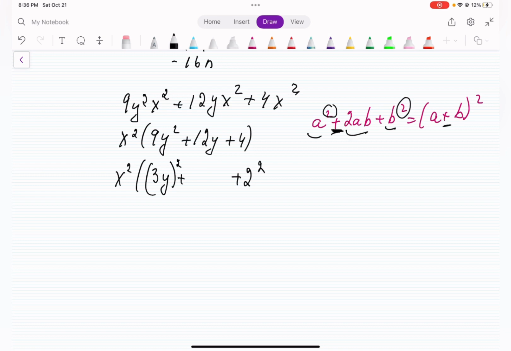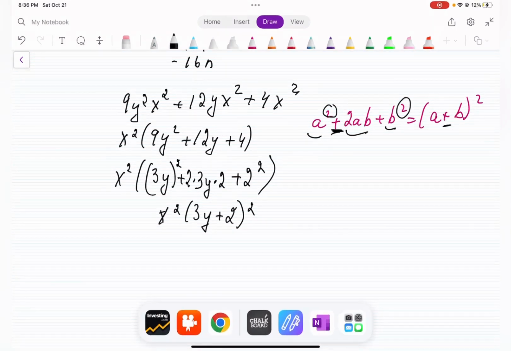And let's check 2ab, it's going to be 12y. 2 times a is 3y and b is 2, right? Okay, 6 times 2, 12y. All right, very good, which means the answer is going to be x squared (3y plus 2) squared. All right, let me put it, x squared (3y plus 2) squared.